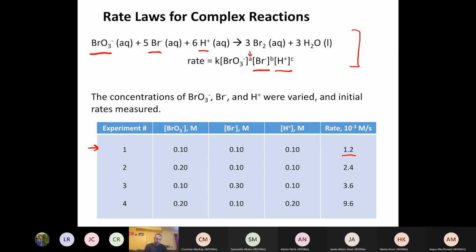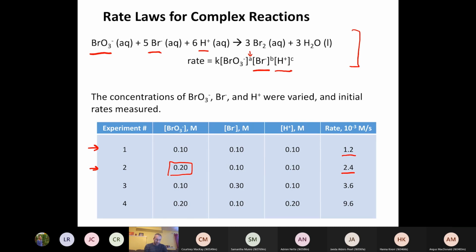Great, okay. Next, what we want to do is repeat this, and choose a second experiment where we change the concentrations. And the simplest way to do this is leave the concentrations the same for 2 of the species and only change 1. So we're only changing 1 parameter at a time. So for experiment 2, you can see all the numbers for concentrations are the same as experiment 1, except we're going to double just one of them. And what happens when we double it? Well, we notice the rate doubles as well.